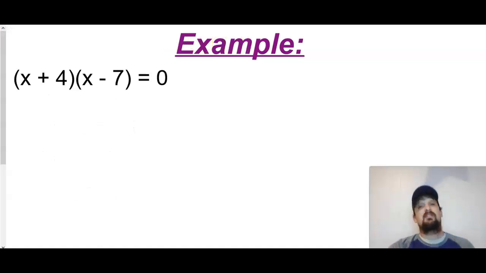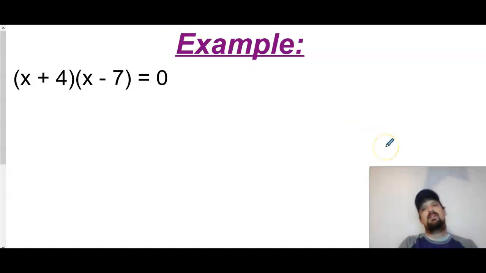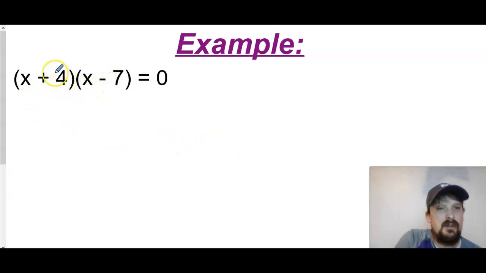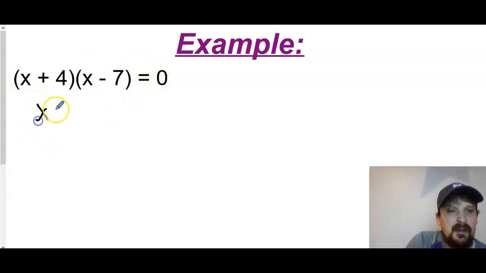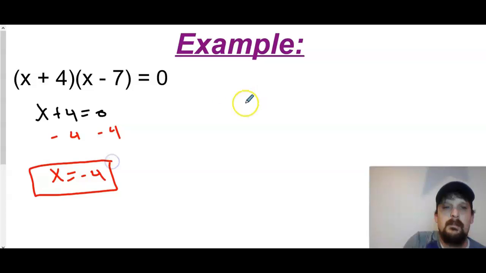Okay? So let's look at some examples of what your assignment is going to look like. So here we have x plus 4 times x minus 7 equals 0. It's in factored form. I have my parentheses. And all I'm going to do is take both of these and set each individual one equal to 0, because the first term could equal 0 and you could multiply it to get 0. Or the second term could be a 0 and multiply it to the first term, you would get a 0. So I'm simply going to take x plus 4, set it equal to 0. Then I would minus 4 from both sides. And I get x equals negative 4 as one answer.